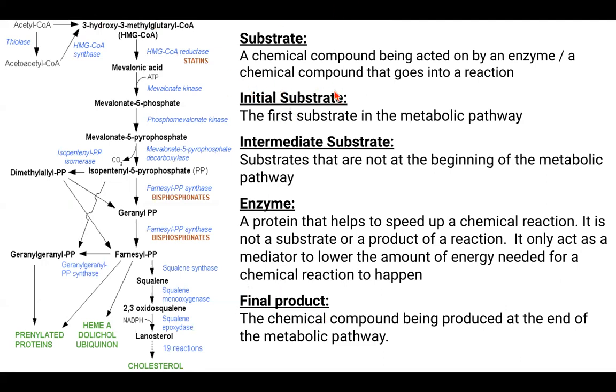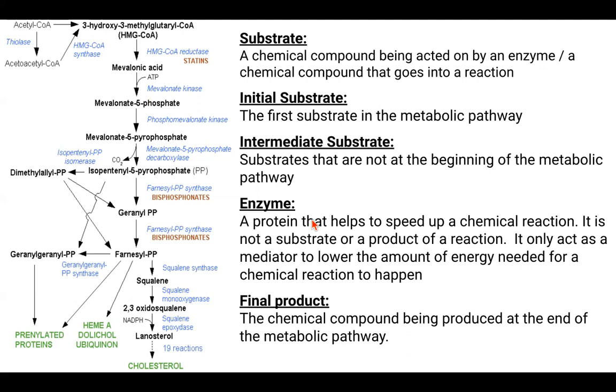Now, initial substrate refers to the very first substrate in the metabolic pathway, whereas intermediate substrates are substrates that are both a product and a substrate. For example, mevalonic acid right here is a product of this chemical reaction. However, it is also acting as a substrate for this chemical reaction that follows. Hence, we call them intermediate substrates.